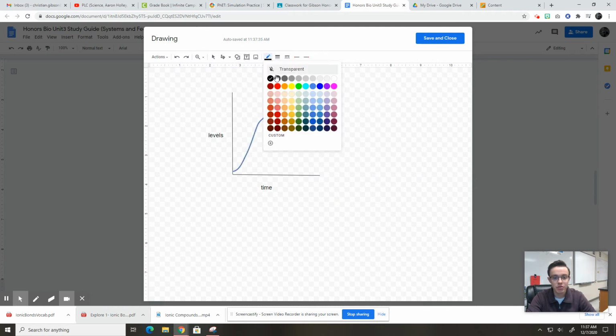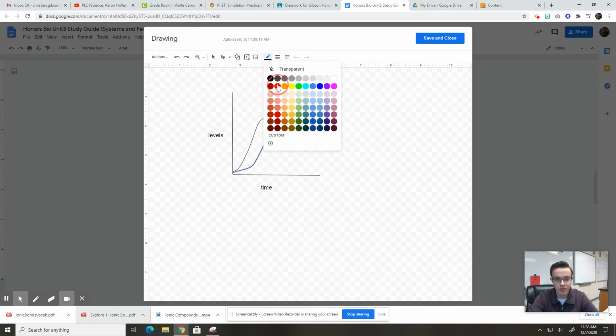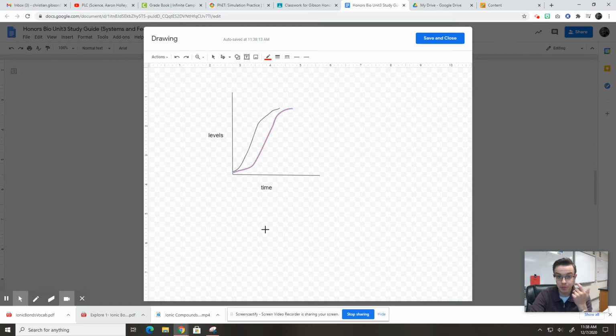Now, as your blood glucose increases, your insulin is also going to increase. So let me do a new line here. And so your insulin is also going to increase as your blood glucose increases. Okay, I'm going to change the color of that so it stands out. So red is insulin, and we'll make black glucose.